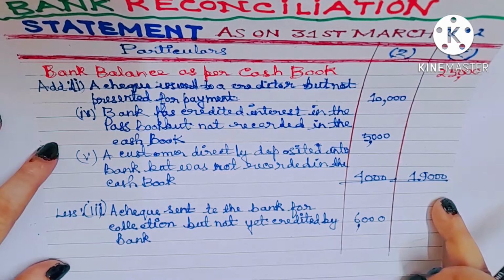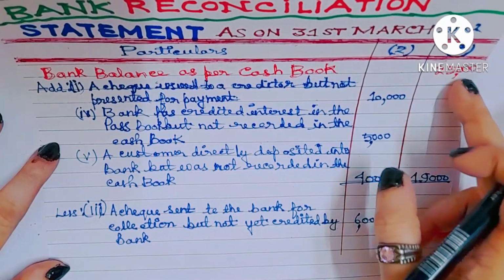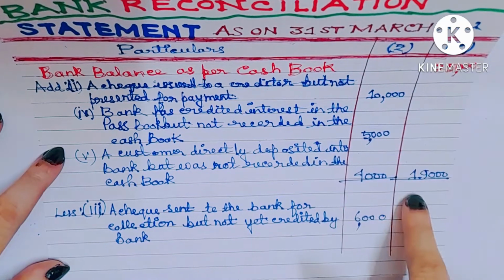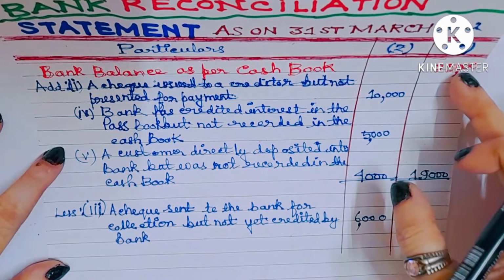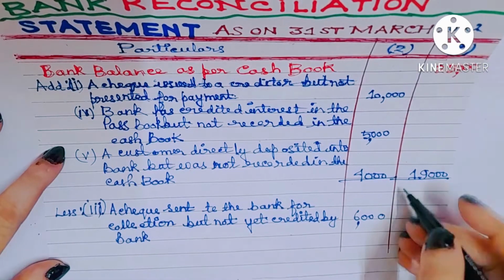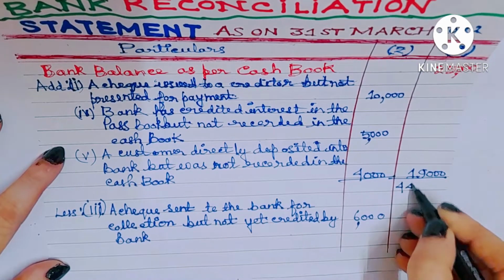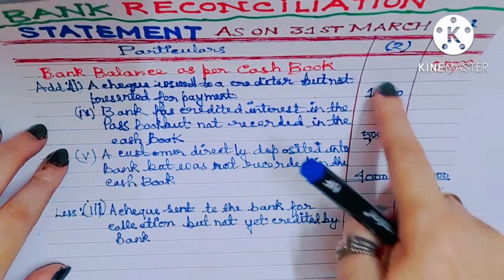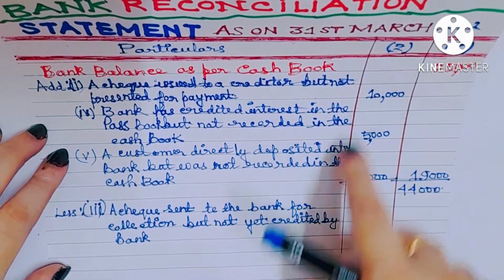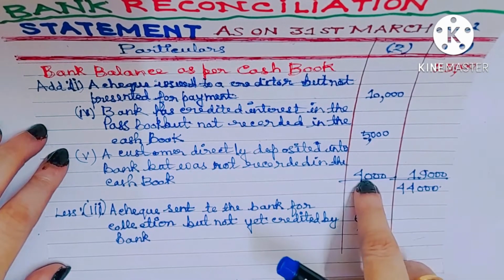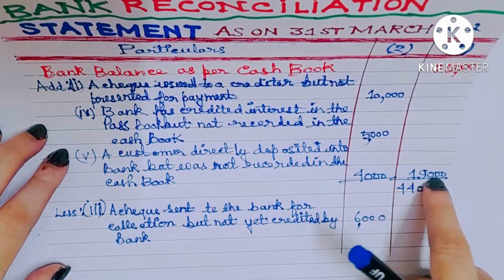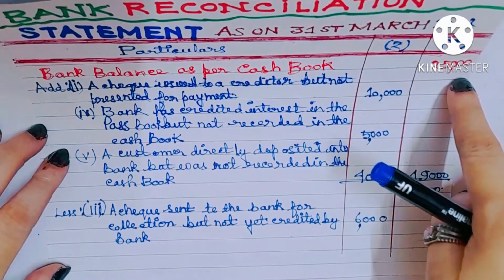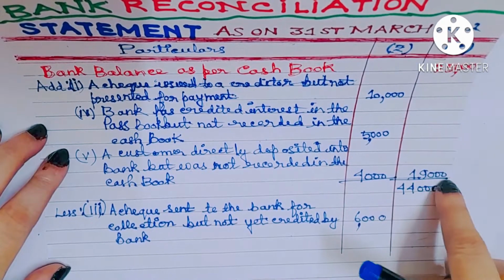Please remember, we got to add now. 25,000 was a bank balance as per cash book or debit balance as per cash book. So if we add 25,000 and 19,000, we'll get how much? 44,000. Always remember, you got to add this total amount. After adding these three amounts, the total we write here is 19,000 and then add 19,000 with 25,000 to get 44,000.